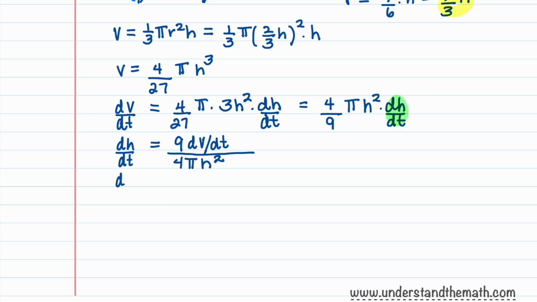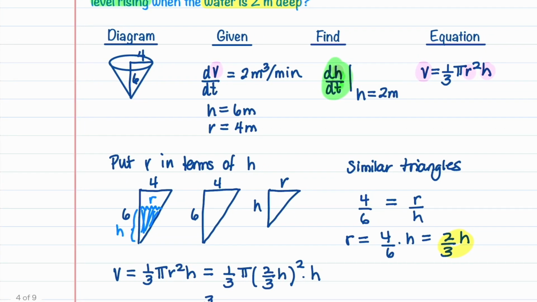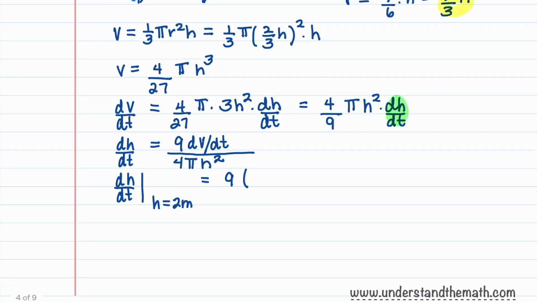We want to find the rate of change of the height when our height is 2 meters. So this is 9, and then dV/dt, let's go back up. It is 2 meters cubed per minute. And we divide that by 4 times π times 2 meters squared. It's really important to put units in at this point so that you know what the units for your final answer are going to be.